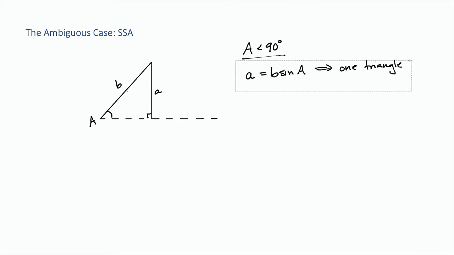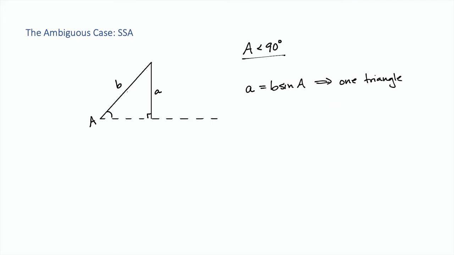If a is less than that, then it's too short. It doesn't actually hit that line. It doesn't create a triangle, so that means you have no triangle. However, if a is greater than b sine A, then it's longer than this.